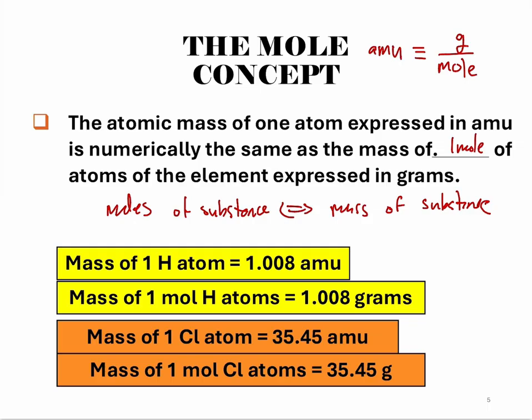And so the mass of 1 hydrogen atom is 1.008 atomic mass units. What that means is that the mass of 1 mole of hydrogen atoms is equal to 1.008 grams.